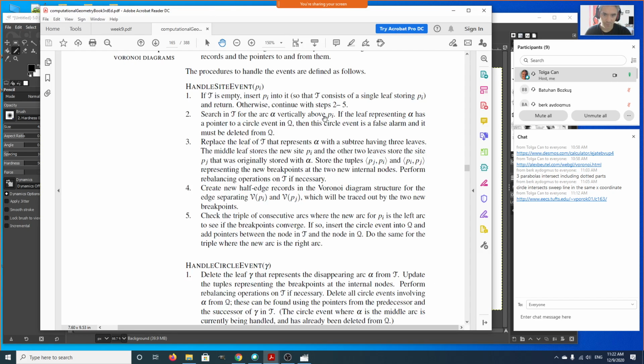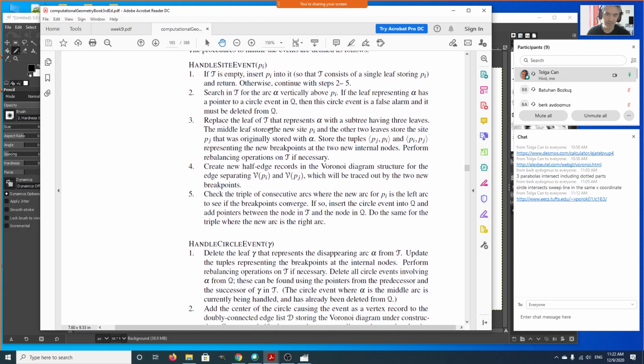All right, so we search for the arc, that is the parabola, that is above pi. If the leaf representing that alpha has a pointer to a circle event, so if that arc was going to disappear due to a circle event, then that circle event is clearly a false alarm because there is a site that appeared there. That parabola is no longer a single parabola. It's divided into 2, and therefore that circle event we had put into our queue earlier was a potential circle event, but it's not going to be realized as a real circle event. So it's a false alarm, and we delete it from our event queue. That's why we need a dynamic event queue where events can be deleted.